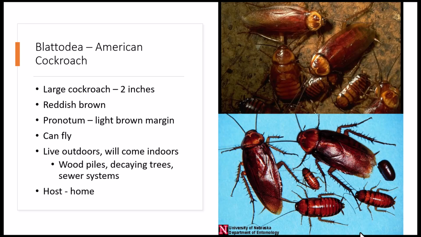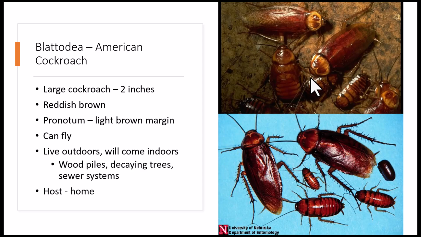The American cockroach is the first specimen that everybody needs to know, whether you're a junior, an intermediate, or a senior. These are large cockroaches, probably our largest cockroaches in North America. They're a reddish-brown color, and if you look at their pronotum, this shield-like thing they have over behind their head, there's a lighter rim of light brown around the edge of it.